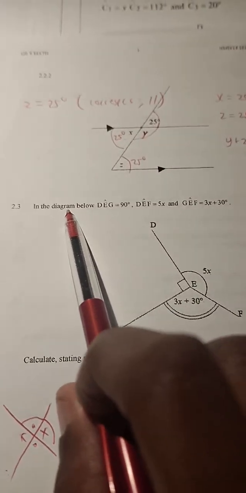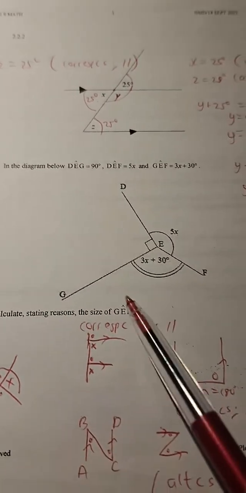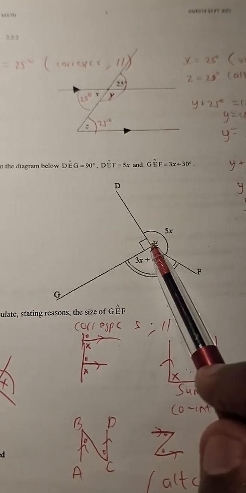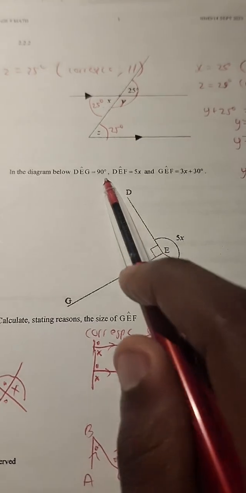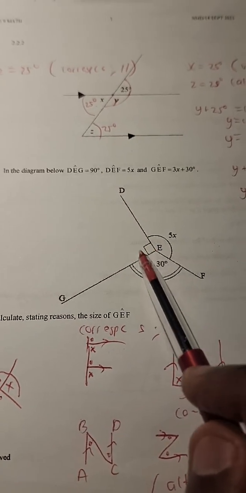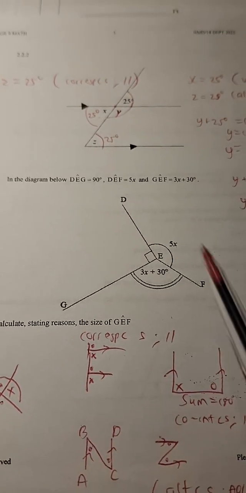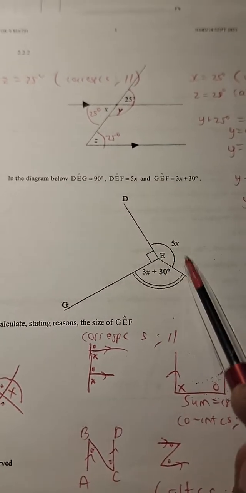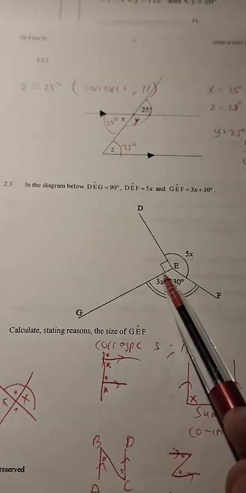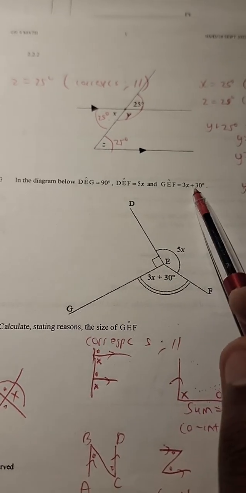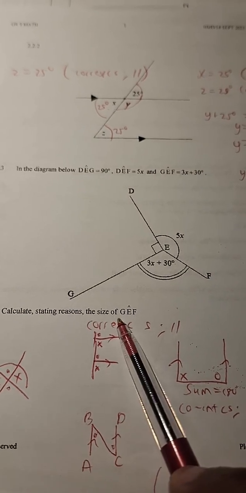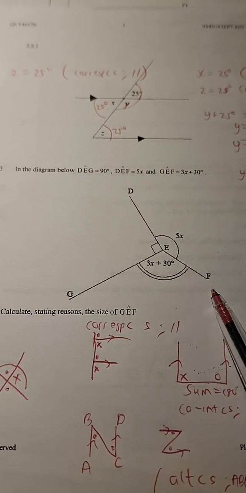Now I'm coming back here. In the diagram below, DEG, where's DEG? So here this angle is 90. The box is there, right angle, 90 degrees, makes sense. DEF is 5x, there it is. GEF, this angle here, is 3x plus 30. Calculate, stating reason, the size of GEF.